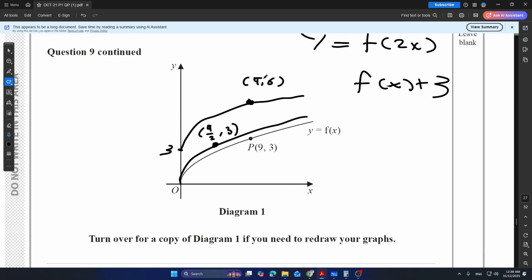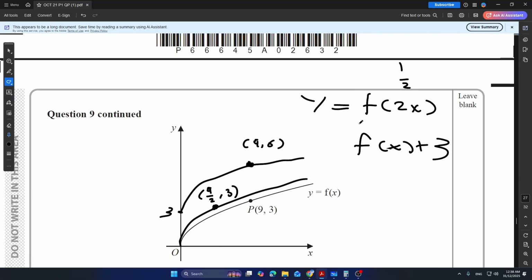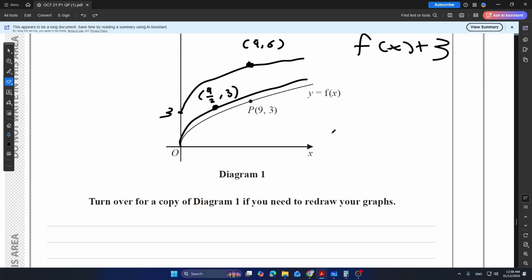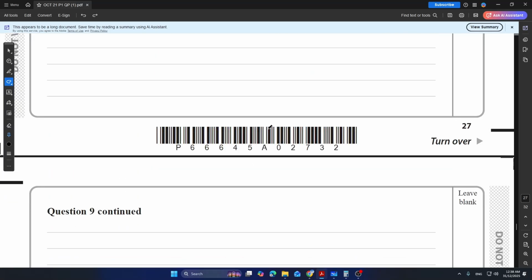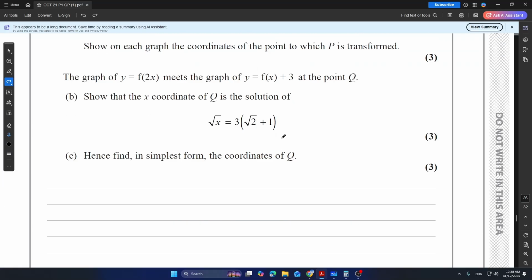Basically very simple to do. For y equal to f(2x), it's a stretch: take the reciprocal and multiply the x value. For f(x) plus 3, it's outside the bracket, so add 3 to y. So basically it's the same graph, but all the y coordinates have 3 added. Okay, so that's question 9 almost done. We still have a part left.